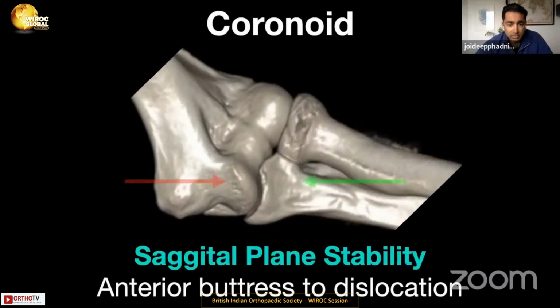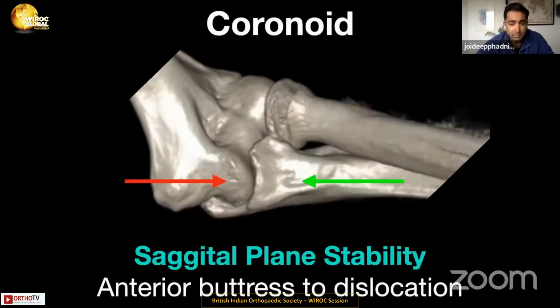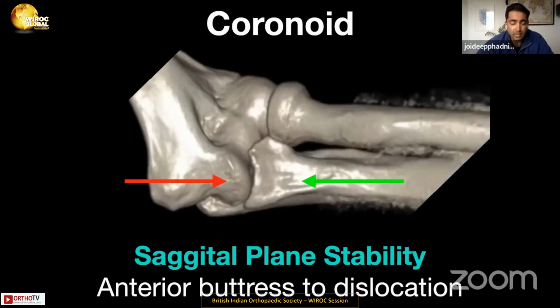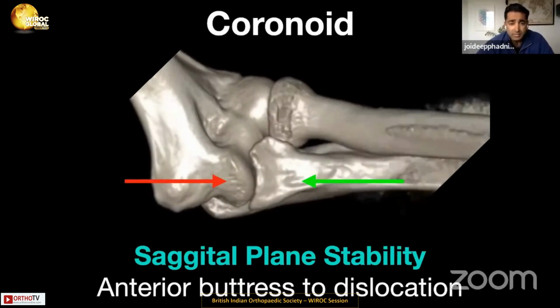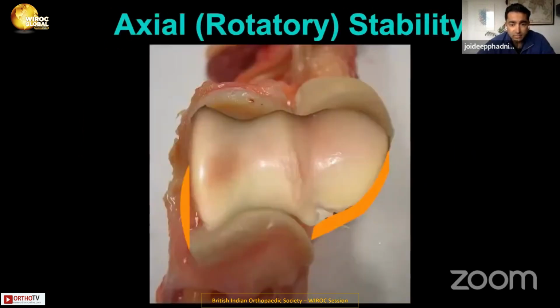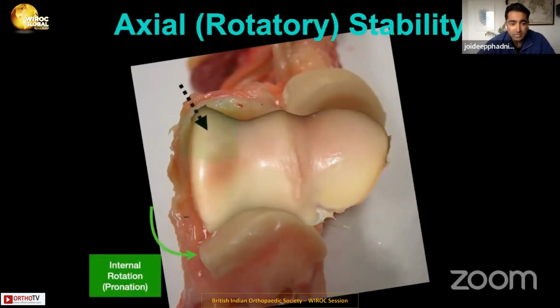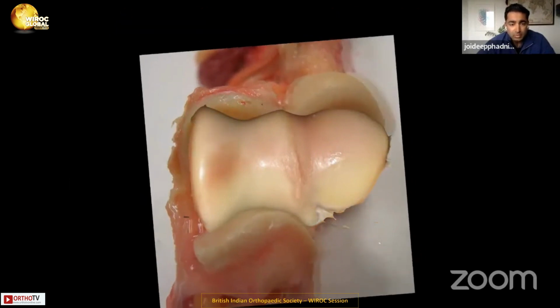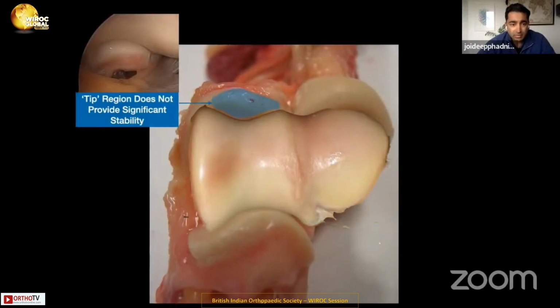What's the role of the coronoid? Well, obviously it has a role in sagittal plane stability of the elbow by providing an anterior buttress to subluxation, but it's also important for coronal plane stability. And the key part of the coronoid is this anteromedial facet, which resists varus forces. It's also important for rotational stability, so it resists internal rotation. But what you'll note is that the tip region of the coronoid doesn't actually provide significant stability.